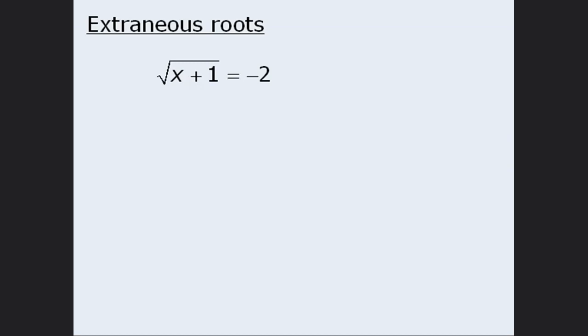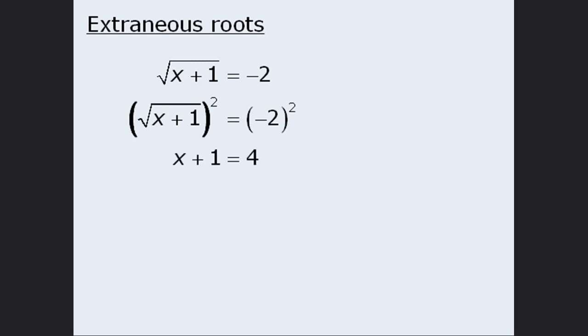However, notice what happens when we try to solve this equation using the same technique we used for the first 3 examples. When we raise both sides to the power of 2, we get x plus 1 is equal to 4, which means that x must equal 3. So even though we already concluded that the equation cannot have a solution, our technique yielded something that looks like a solution. Since x equals 3 cannot be the solution to this equation, we say that this is an extraneous root.